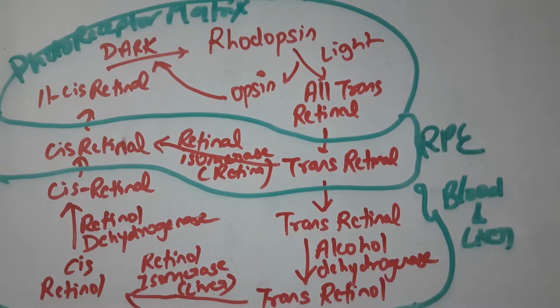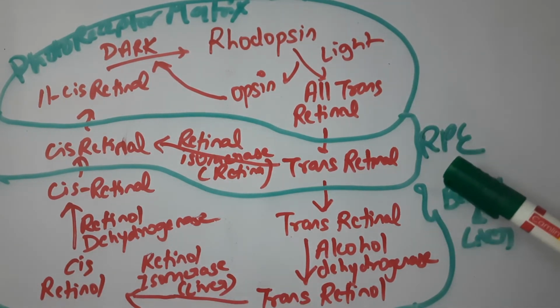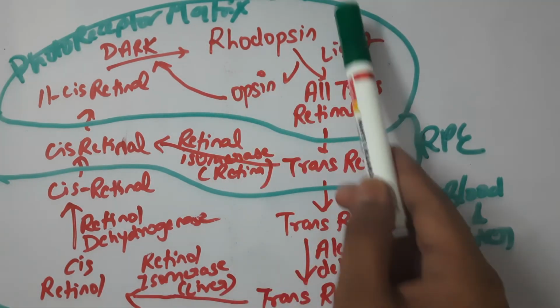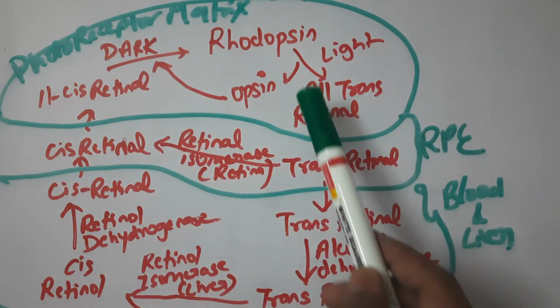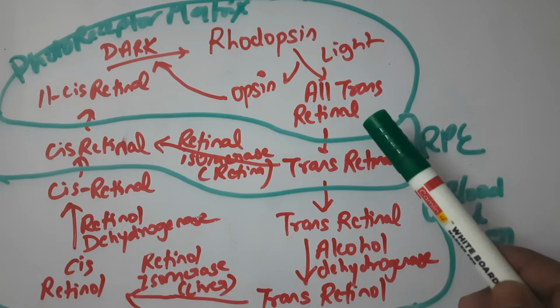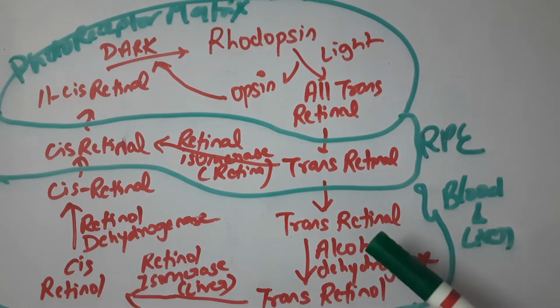Now we'll discuss Wald's visual cycle. We will discuss this in three compartments. One is the photoreceptor matrix, then the retinal pigment epithelium, then the blood and liver. We'll start with rhodopsin. Rhodopsin, in presence of light in the photoreceptor matrix, will release opsin and convert into all-trans-retinal. This trans-retinal will migrate to the retinal pigment epithelium. Then it will move to the blood or to the liver.